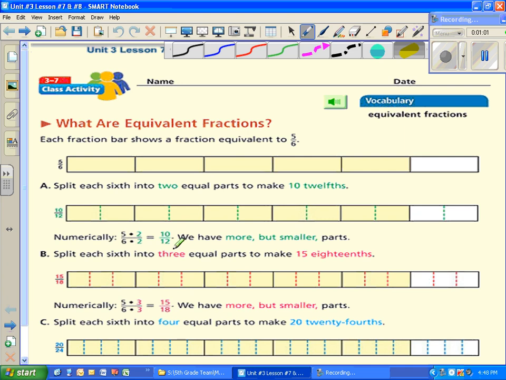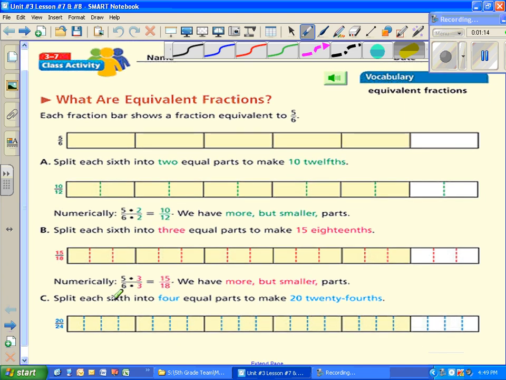smaller parts. And then going on, if you were to take these parts and split them into 3, 1, 2, 3, you would have now 5 times 3, 15, 6 times 3, 18. Again, we have more but smaller parts, and so on. If you do a 4, 1, 2, 3, 4, you would now have 20. 5 times 4 is 20. 6 times 4 is 24. You would have 20 over 24.